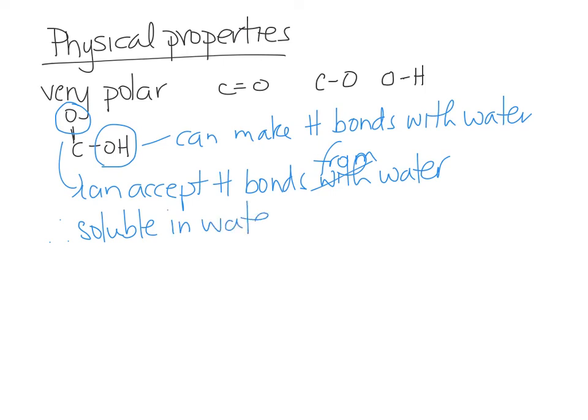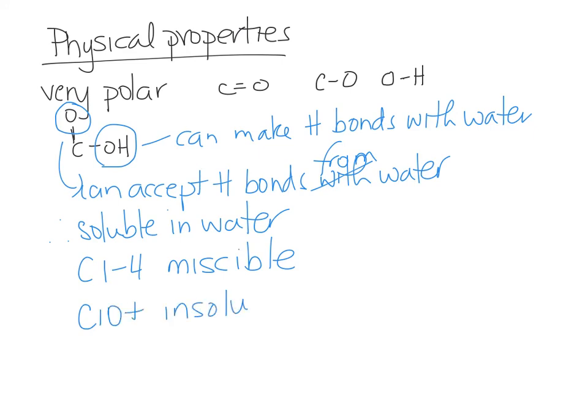Except again, once you start getting a very large carbon chain, the solubility decreases. So carbons 1 to 4 are miscible with water. Miscible means infinitely soluble. You can just keep adding as much as you want and they will still dissolve. Once you get to 10 carbons and up, they become insoluble. So quite soluble.